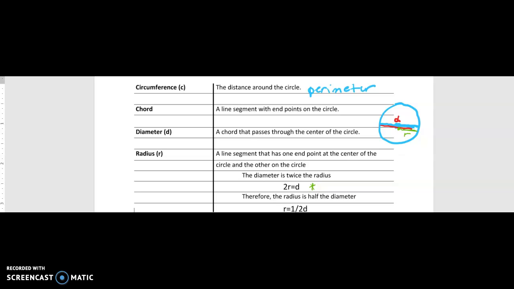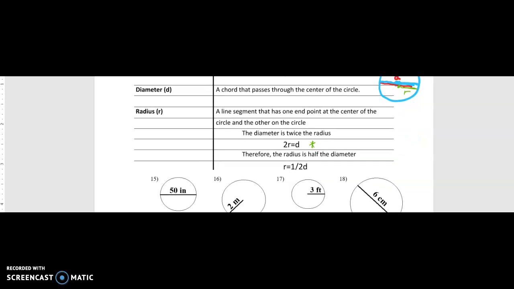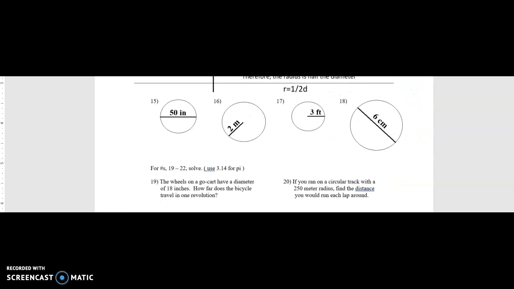So if I have a circle, and I'm going to scoot up, if I look at number 15, and I ask you the question, what is the radius of 15 and what is the diameter? Well, the radius is half the distance across, so the radius is 25 inches. And the diameter is 50 inches.